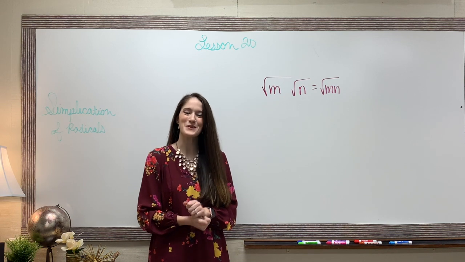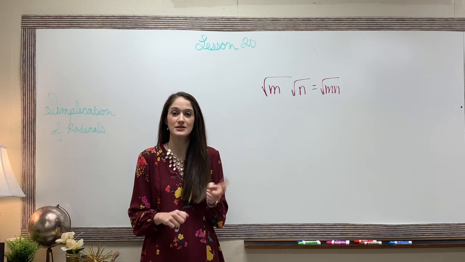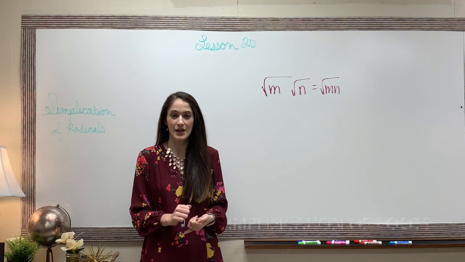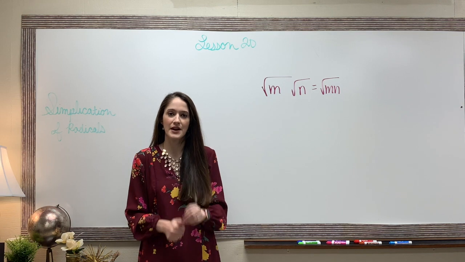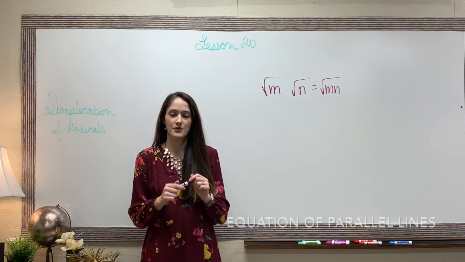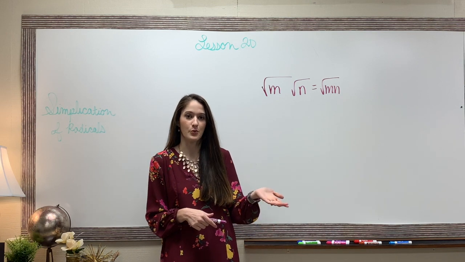All right, everybody, welcome to lesson 20 of Conquering Algebra 2. In this lesson, we have two concepts. We're going to talk about simplification of radicals, which we know as roots, and then also finding the equation of the line when there is a parallel line given and a point.